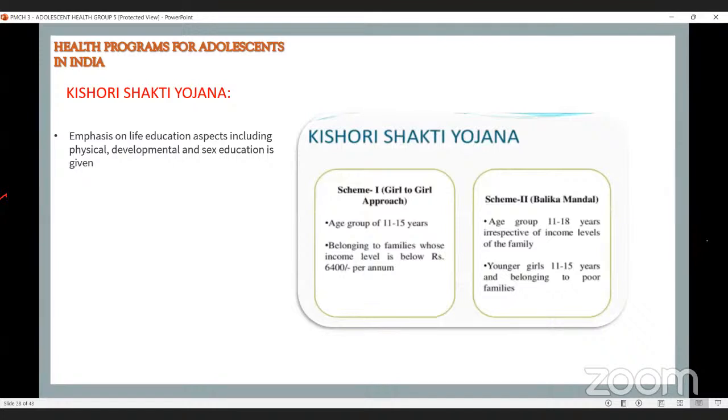Non-formal education was provided to these girls, and also emphasis on life education aspects, including physical, developmental, and sex education was given. Kishori Shakti Yojana had two different schemes. The first scheme was the girl to girl approach. It was targeted towards adolescent females at the ages of 11 to 15 years, and they belong to BPL families who earn 6,400 per annum. There was a scheme too called the Balika Mandal, which was aimed towards girls at 11 to 18 years of age, irrespective of their income levels, and also 11 to 15 years of age girls who belong to poorer families.